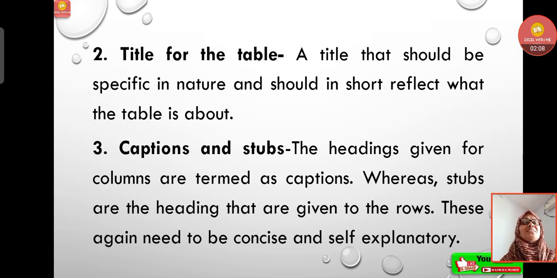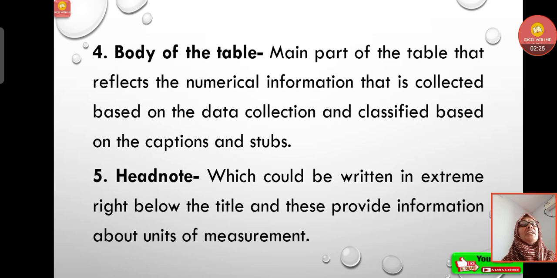Captions and stubs are the third one. The headings given for columns are termed captions, whereas stubs are the headings given to the rows. These again need to be concise and self-explanatory. Next is the body of the table, the main part that reflects the numerical information collected based on the data collection and classified based on the captions and stubs.